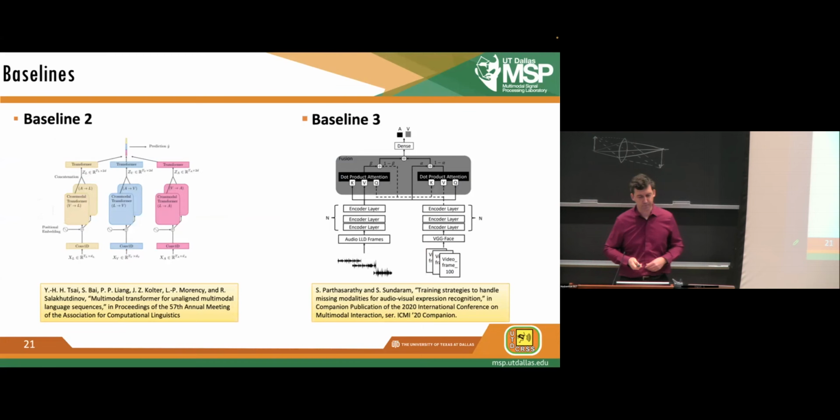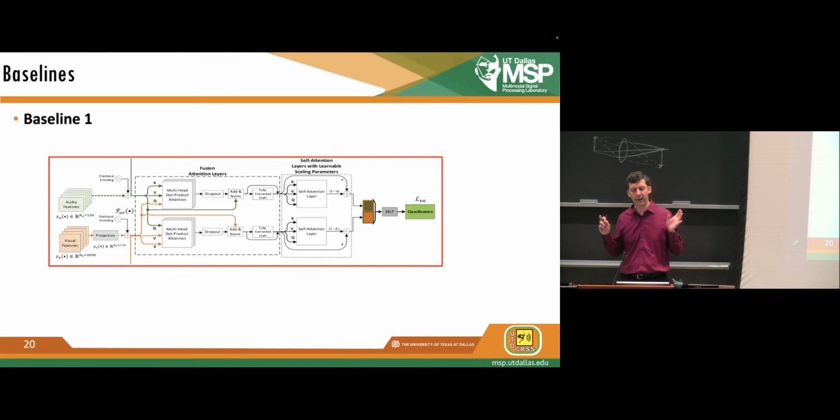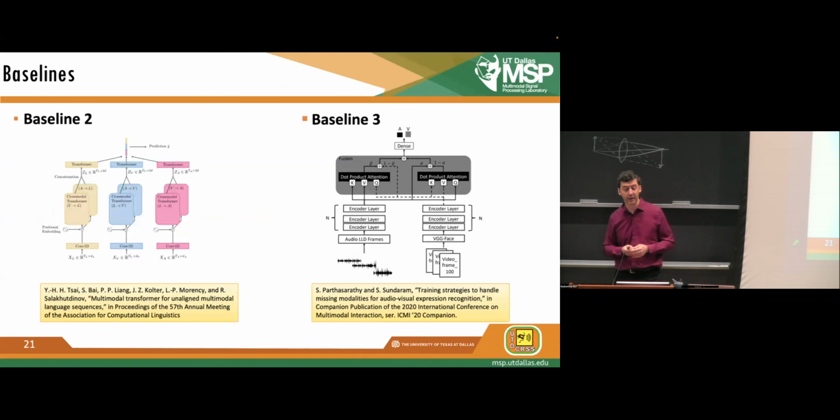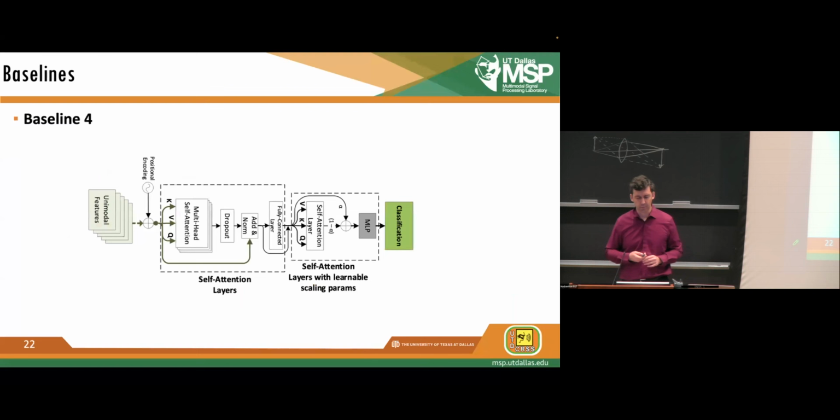So again, this baseline is going to tell us how important these auxiliary networks are. Baseline number two and baseline number three are state-of-the-art models that use cross-modal attentions or transformer-based approaches for processing multimodal information. The fourth baseline is just a unimodal model. We use a similar structure to the auxiliary network, and we train with only one modality at a time.